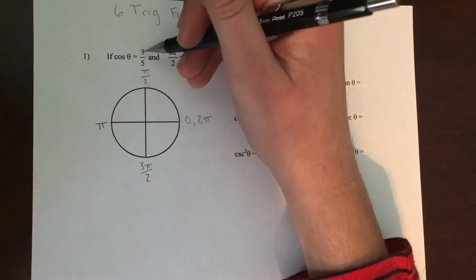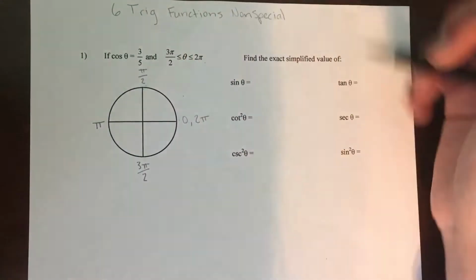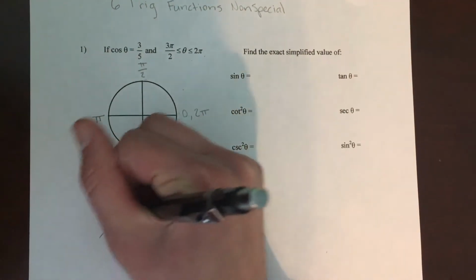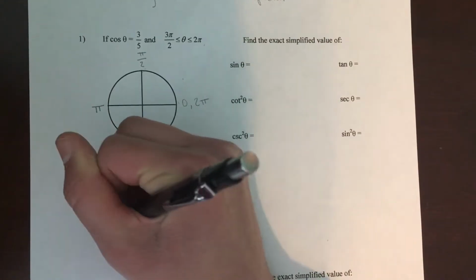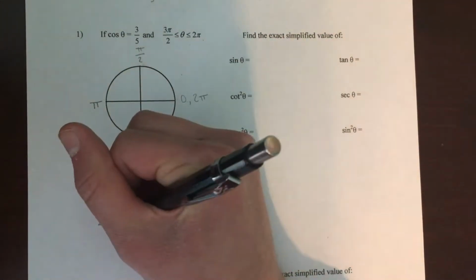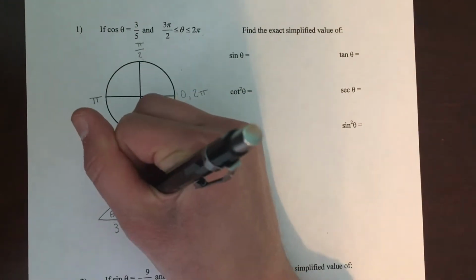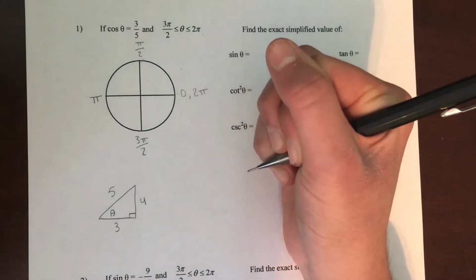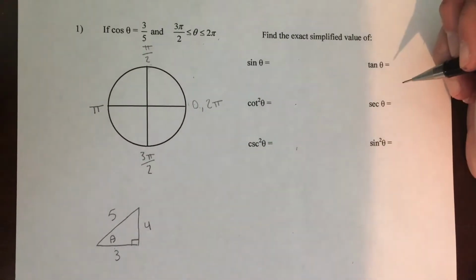So we're given cosine, which is 3 over 5, which means that we need to find the third side in order to solve for these. So I'm going to draw a triangle and draw a right angle and theta, and then cosine is 3 over 5. And this is a special triangle, so we know that this is 4.